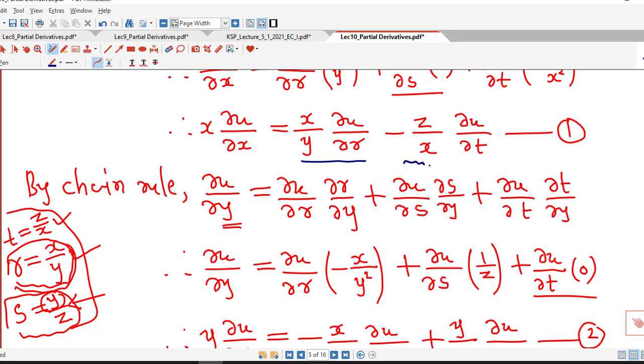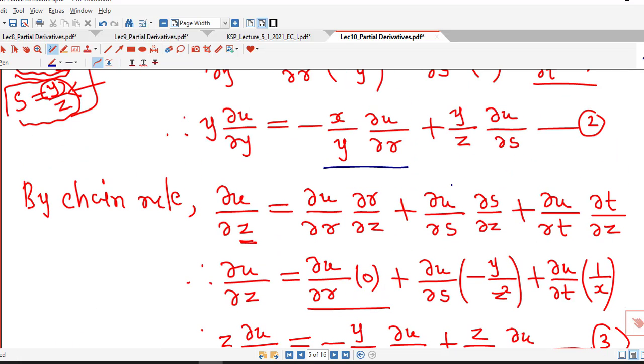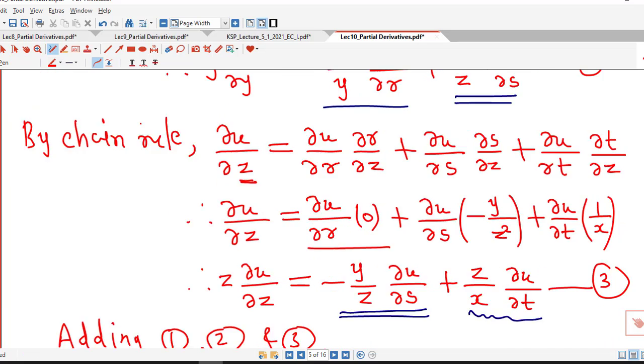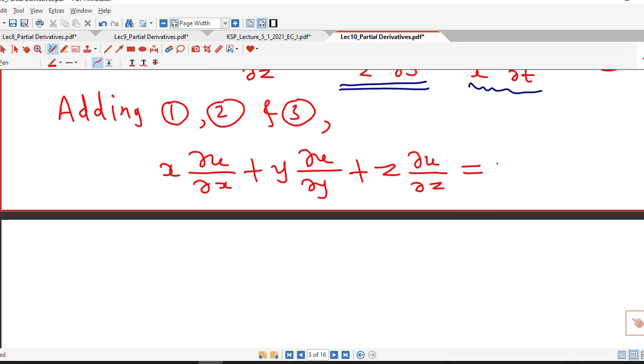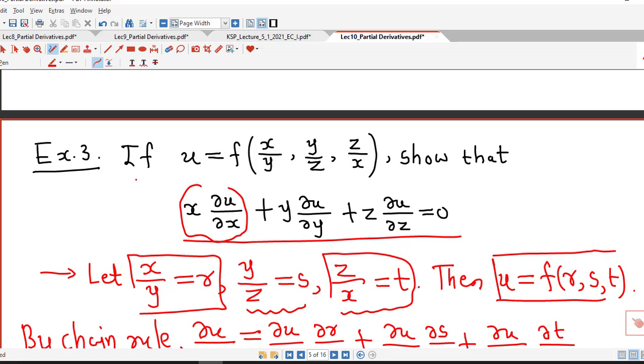Now we find out what is minus z by x del u by del t, so whether we obtain z by x del u by del t or not, so it is there. And now we consider minus y by z del u by del s, so that will cancel out with y by z del u by del s. So all the terms on the right hand side cancel each other, therefore we obtain 0 as we wanted. So in this way we can use chain rule to prove this type of problems.